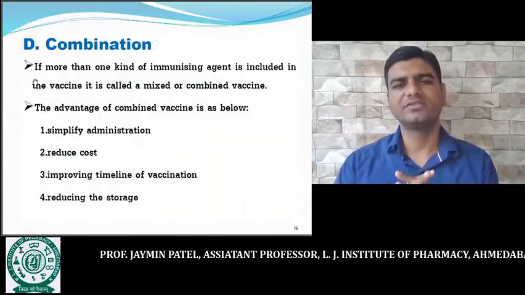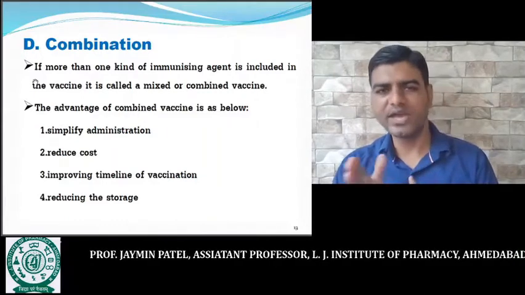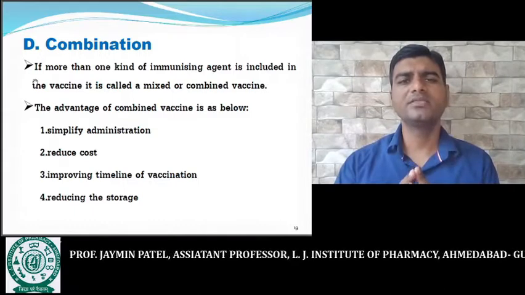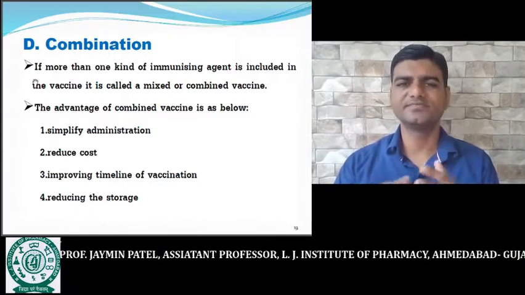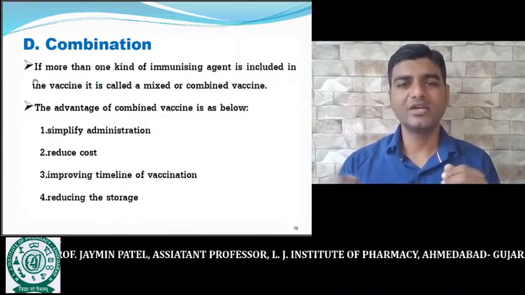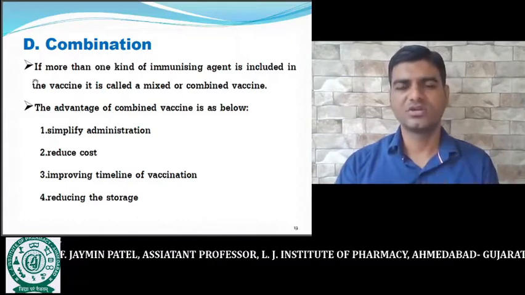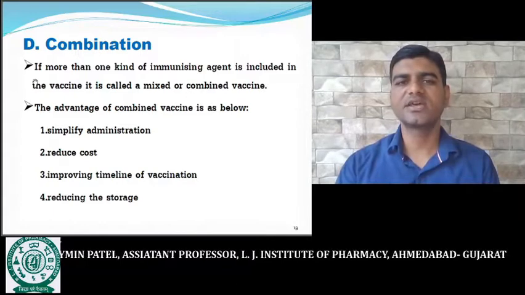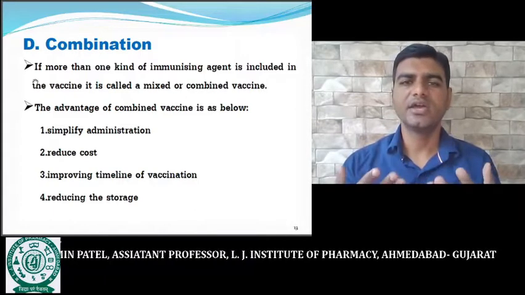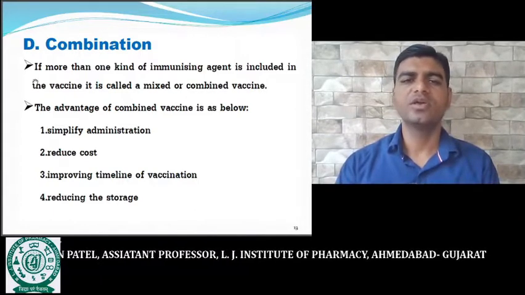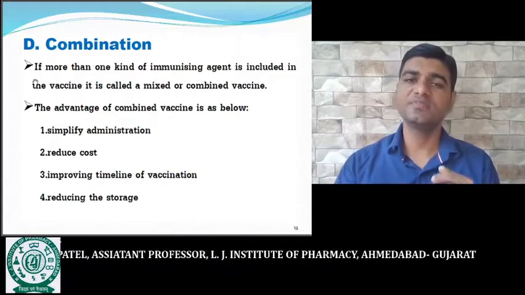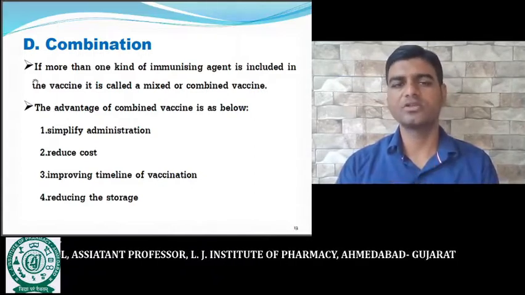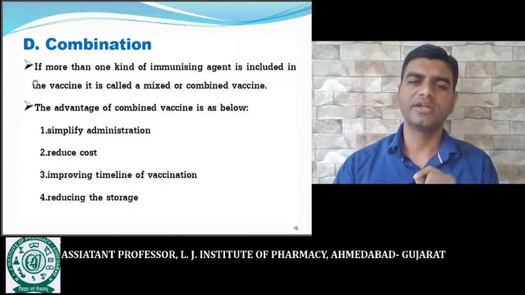Now the fourth one is the combination vaccine. It is not a new type, but in the combination vaccine we combine two or more antigens. So by a single dosing, the host, otherwise the child, receives immunization against two or three antigenic agents. Here we are going to mix them, and if all the antigenic agents are compatible with each other, then we can go for a combination of them.